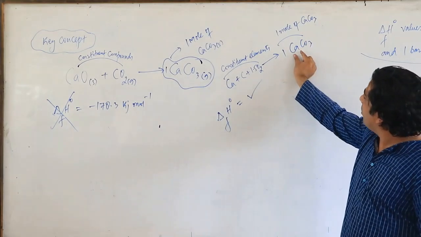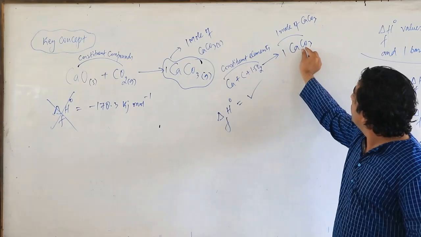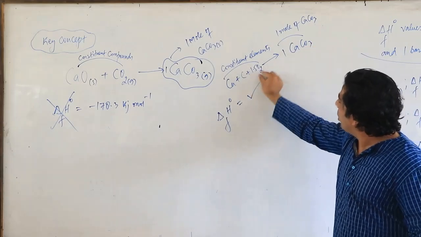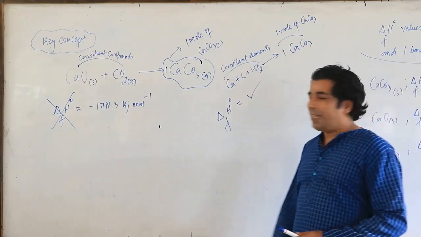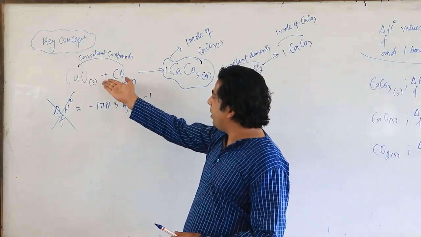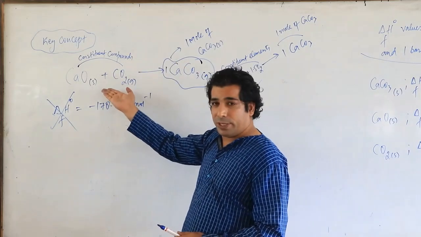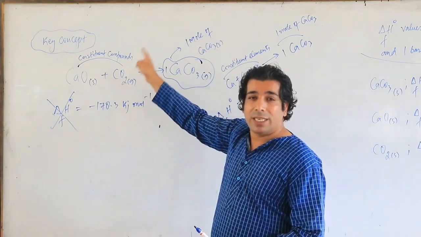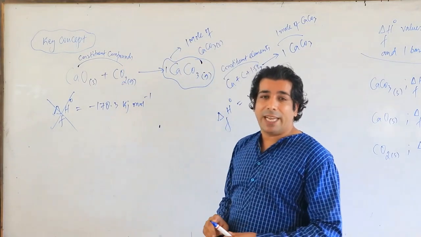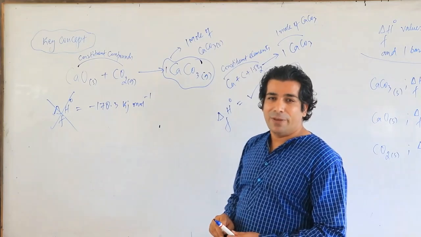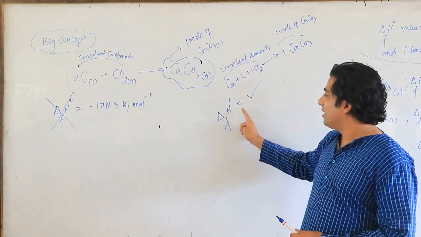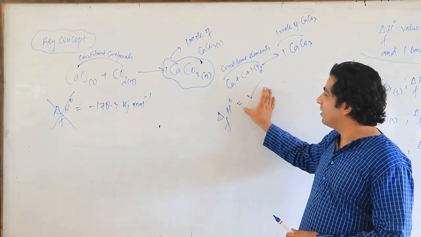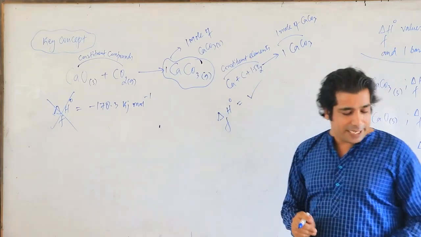What are the constituent elements of this? Calcium, carbon and oxygen. And these are not the constituent elements, they are the constituent compounds. So you are making 1 mole of a compound from constituent compounds. So delta HF cannot be taken here. But here you can take the value of delta HR naught, my dear friends. I hope you have gotten this little idea about this.